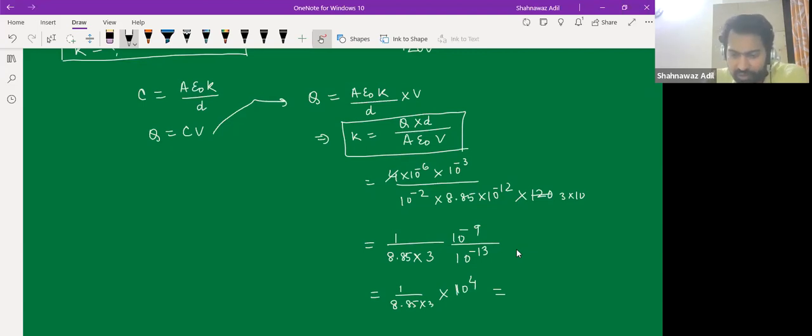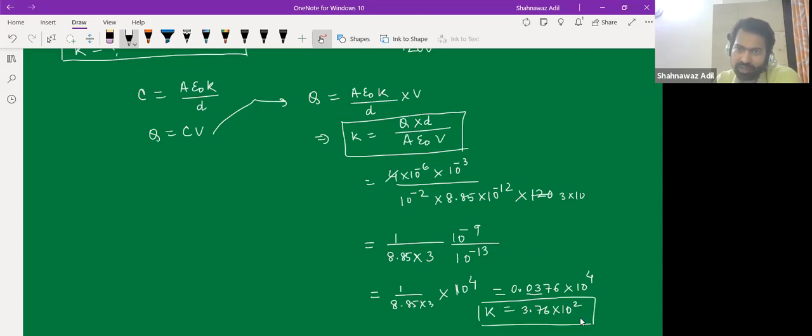Then what is this value? 8.85 into 3 is 26.55. 1 divided by 26.55 is 0.0376. So 0.0376 into 10 to the power 4. So this is 3.76 into 10 to the power 2, right? This is our answer. So Aisha, where did you make the mistake?